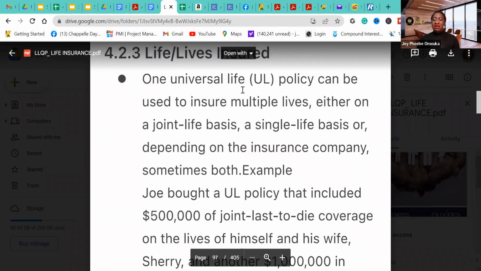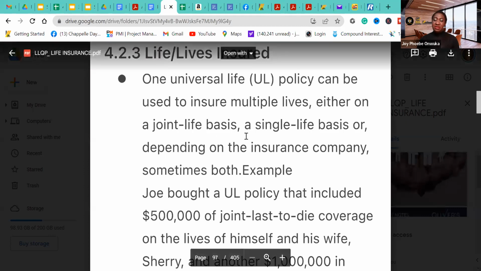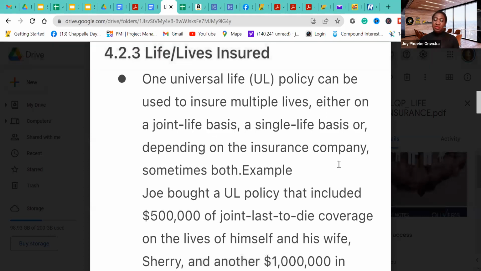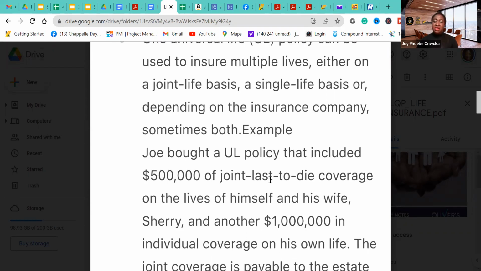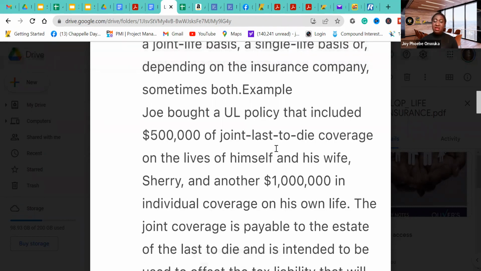One universal life policy can be used to insure multiple lives, either on a joint life basis, a single life basis, or depending on the insurance company, sometimes both. For example, you bought a universal life policy that includes 500,000 of joint last-to-die coverage on the lives of himself and his wife, Sherry, and another 1 million in individual coverage on his own life.